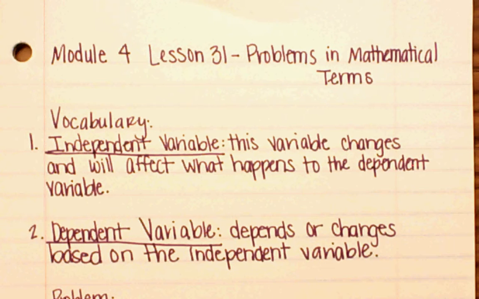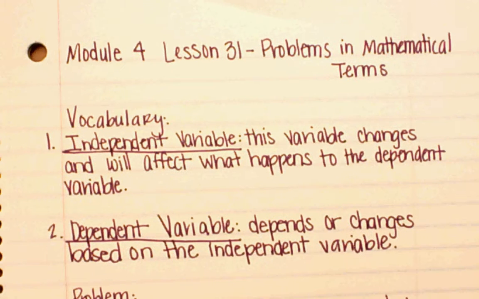Today's lesson is Module 4, Lesson 31, Problems in Mathematical Terms. We do have two sets of vocabulary words for today's lesson. The first one is called an independent variable.